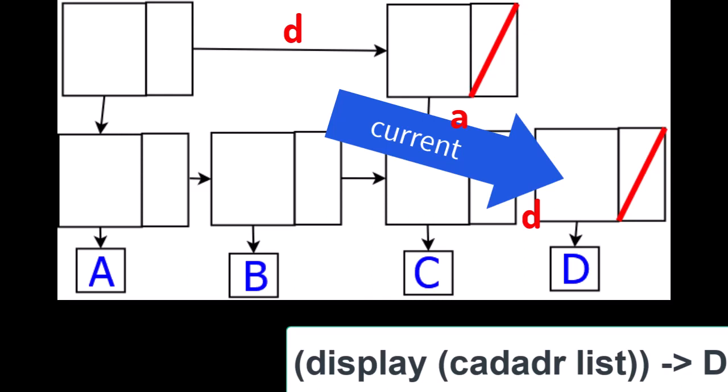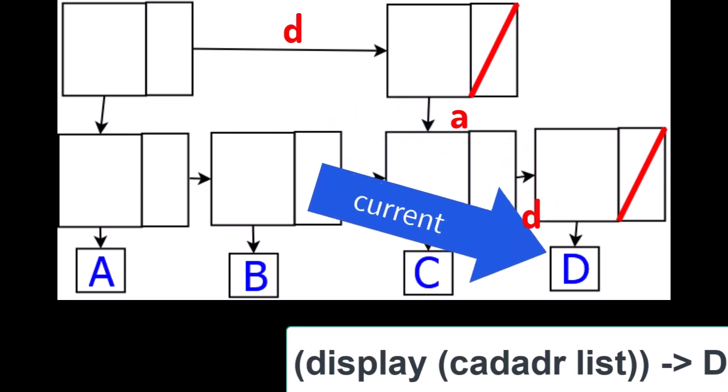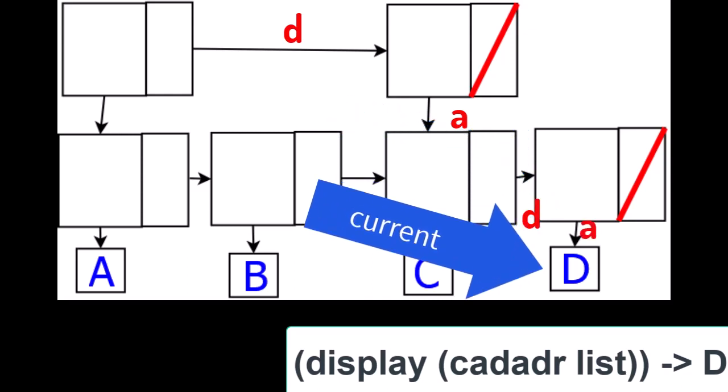So notice the D's are always going to the next node in the current list. Then I get the A from that, which is here, and that's how we get the D for that particular portion of the list.